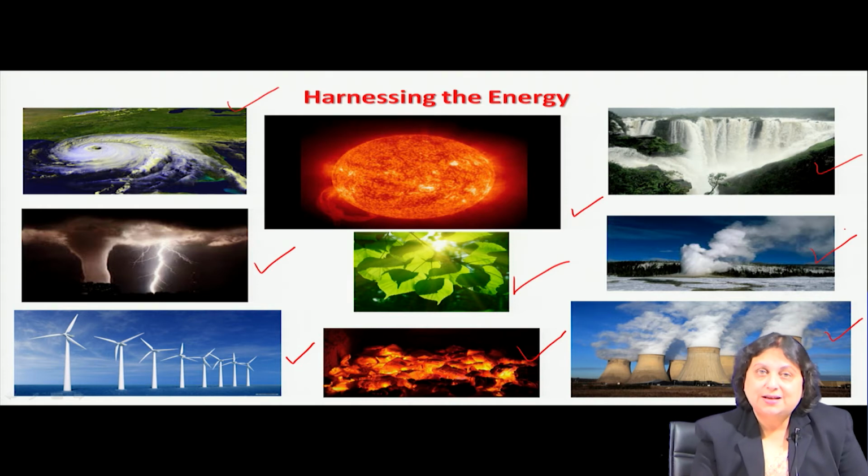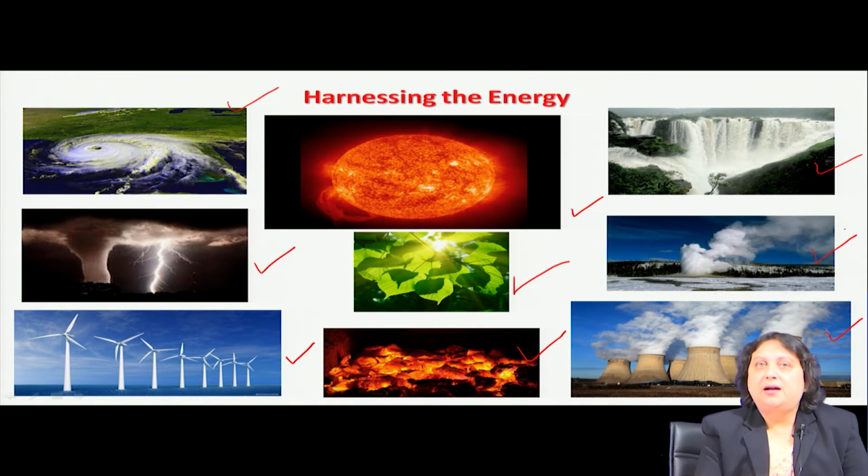So as you see, the source of energy is abundant, and we need to understand how to harness or take these energies from these sources and use them in the most efficient way to run our machines.